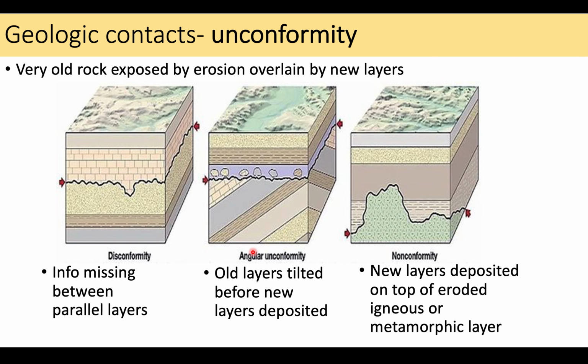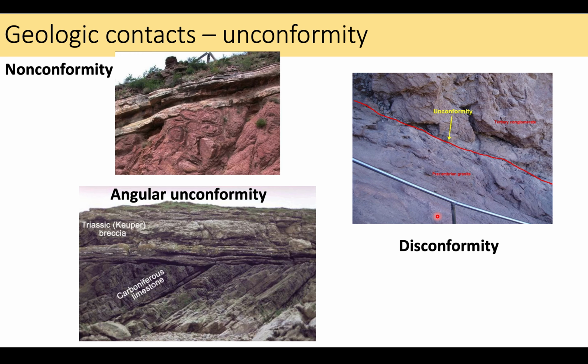Angular unconformity means the old layers were tilted before the new layers were deposited. So these layers were all tilted before these layers were deposited. A nonconformity means new layers were deposited on top of eroded igneous or metamorphic rock. So somehow that igneous or metamorphic rock got to the surface, started being eroded, and then more sedimentary rock was deposited on top. So there's a couple different types of unconformities and ways that information can be lost.